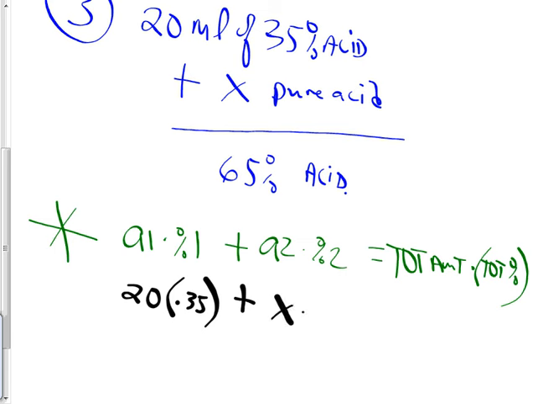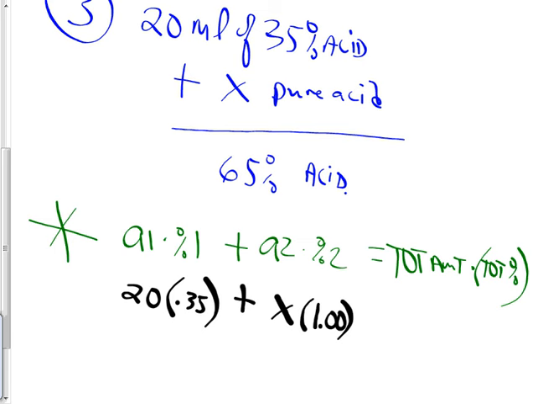It's pure acid. No, that's 65%. That's the total. That's the mixture. What's pure acid? What percent? 100%. So I'm going to put a 1.0 or 1.00 just because this other one has 2 decimal places. Get that? Pure acid's 100%.